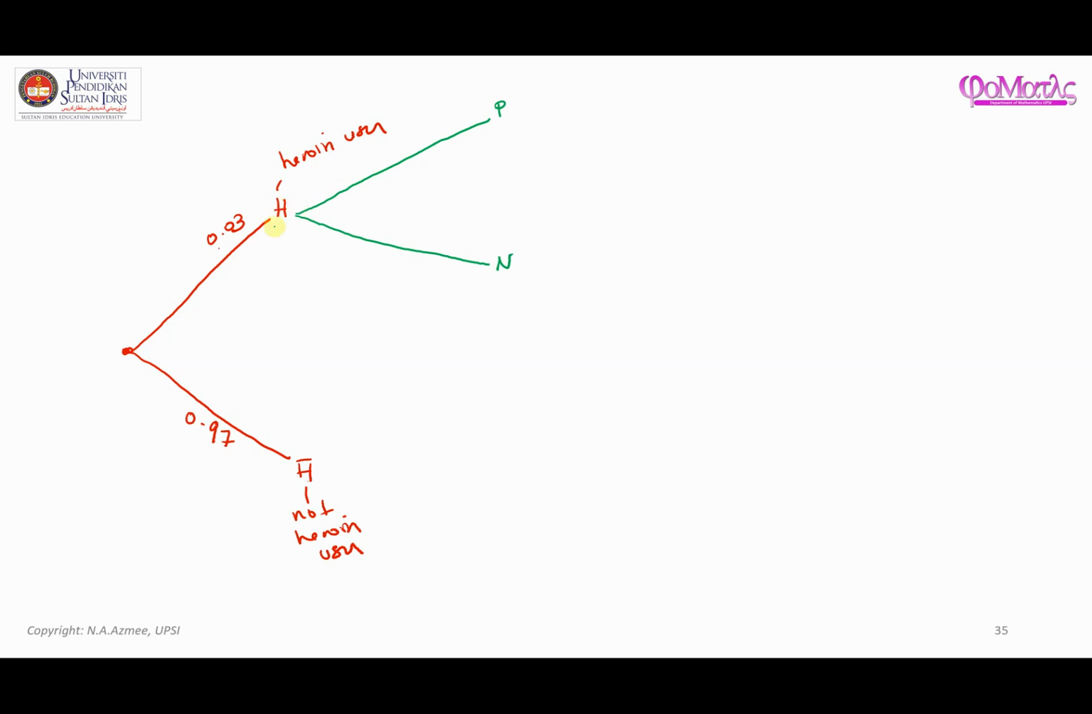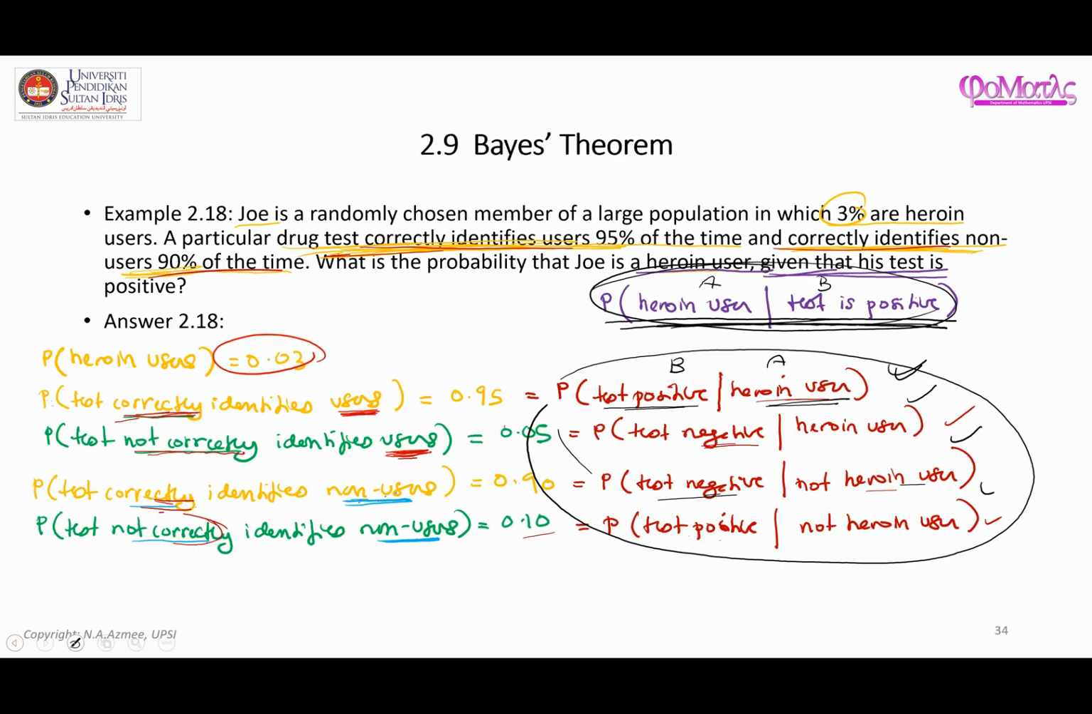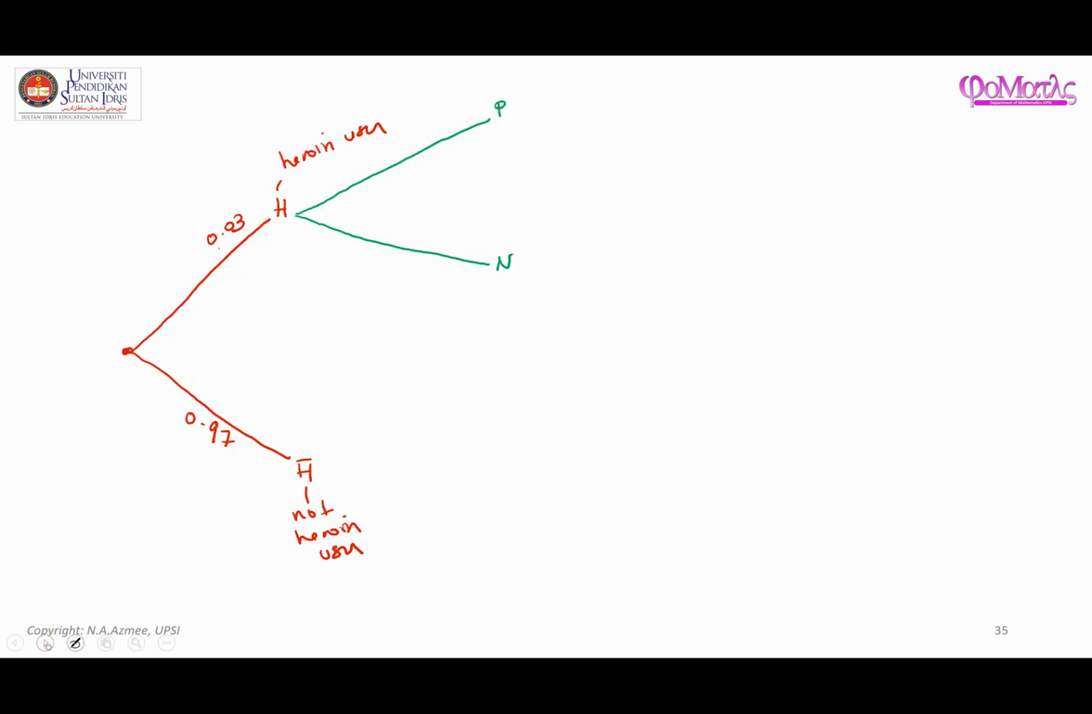So given that you are a heroin user, the positive result here is going to have probability of 0.95. Okay, 0.95, right? But somehow the test might make some mistakes. For example, you are a heroin user, but the test gives you a negative result, and the probability here is small. It is just 0.05.